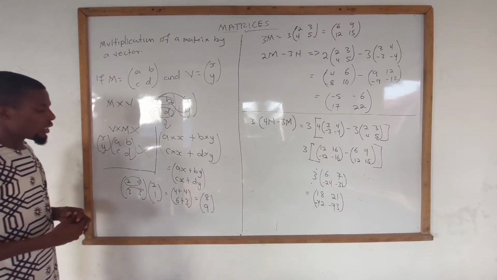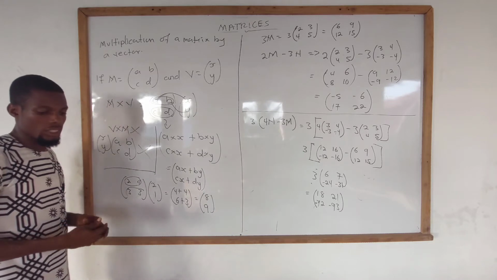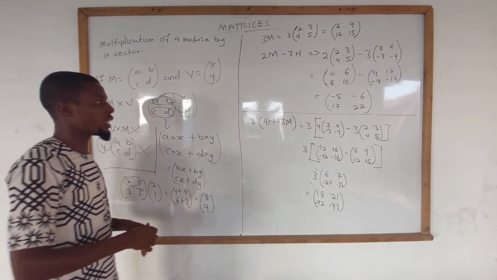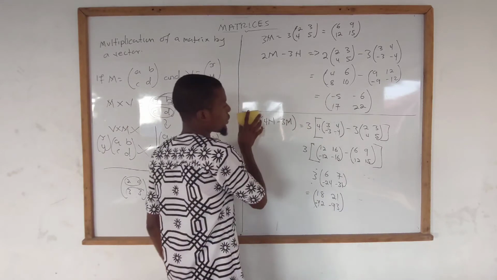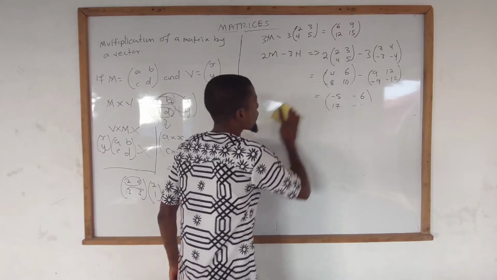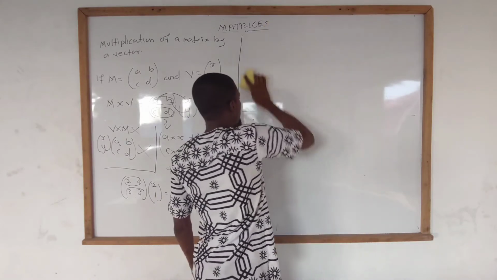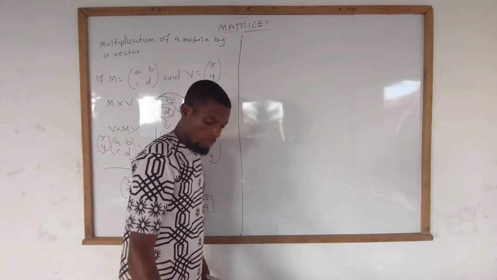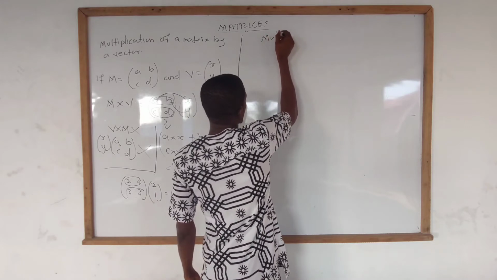Alright. Now let's look at multiplication of 2 by 2 matrices, and then we'll solve one example of that. Then you'll be given more questions to try. Let me clean this side of the board. So let's look at multiplication of 2 by 2 matrices.